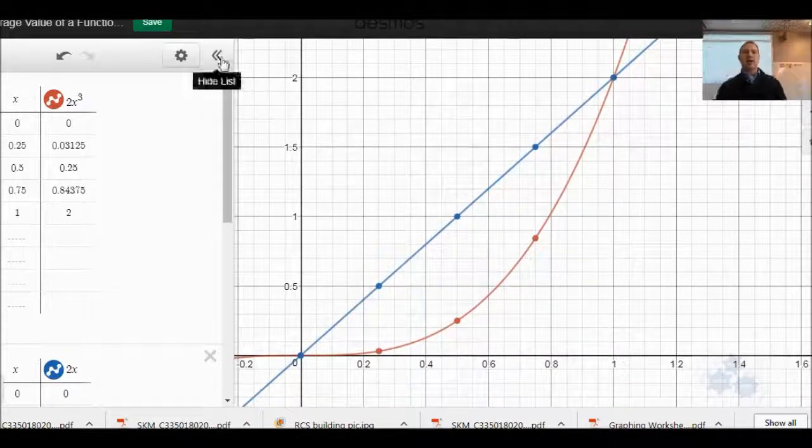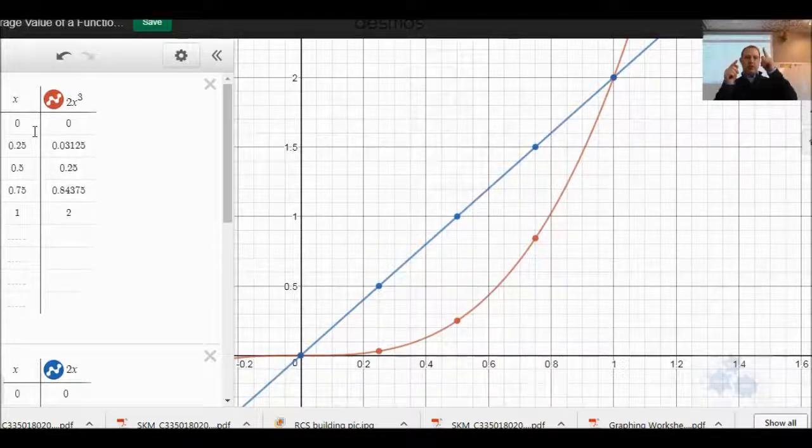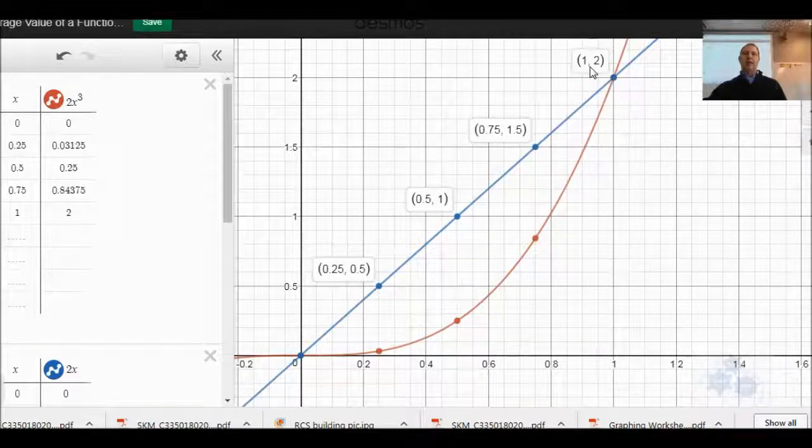And I want to compare these just to try and explain to you average value. So if we're talking about a straight line function over the interval of 0 to 1, let's talk about this function over the interval of 0 to 1. If I take a look at values of x every 0.25 units, I'm going to take a measure of the value of the function, and I do that between 0 and 1. Including zeros, these are the 5 points that I would get: 0, 0; 0.25, 0.5; 0.5, 1; 0.75, 1.5; and 1, 2.